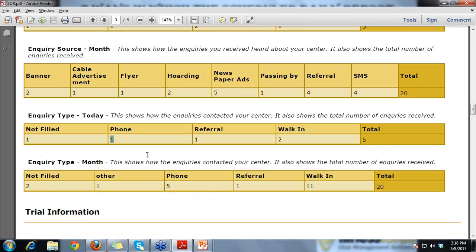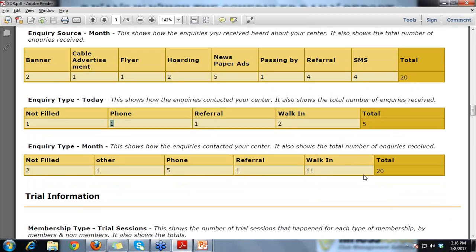And exactly below inquiry type, you have inquiry type for the month. So in the whole month you have received 20 inquiries. Out of that, the maximum was walk-in at 11, 5 were phone, and 1 was referral. So if you keep a daily track and refer to this report on a daily basis, all your inquiry information will be on your mind, and you can easily prepare your next marketing strategy based on this.